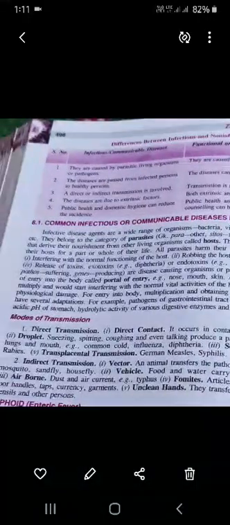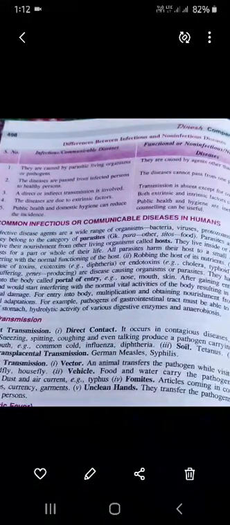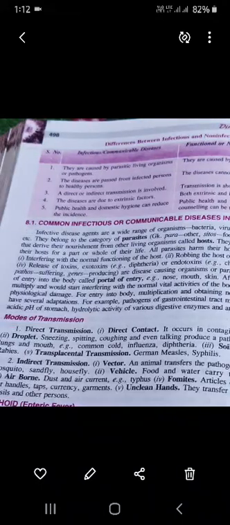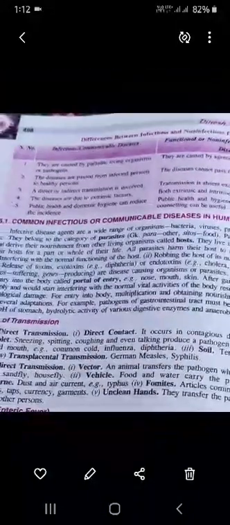I am Malik Farooq, lecturer Zoology BHSS Langate, and the topic I have chosen for class 12 is the difference between infectious and non-infectious diseases. Infectious diseases have a second name, communicable diseases. Functional or non-infectious diseases are non-communicable diseases.